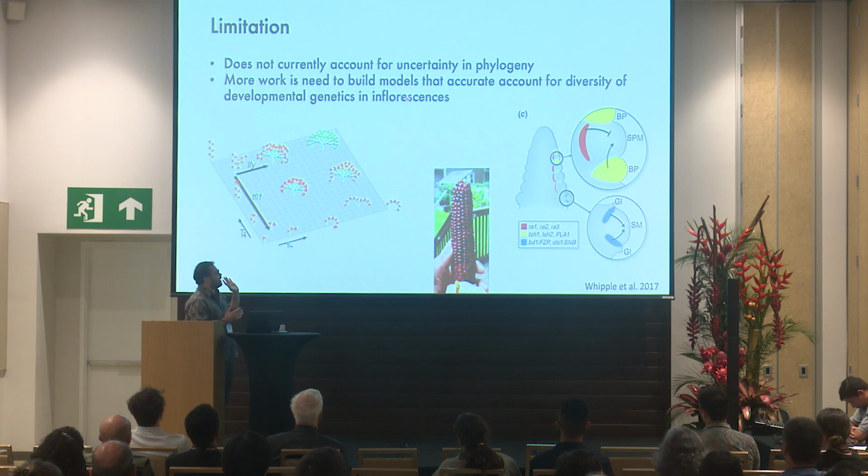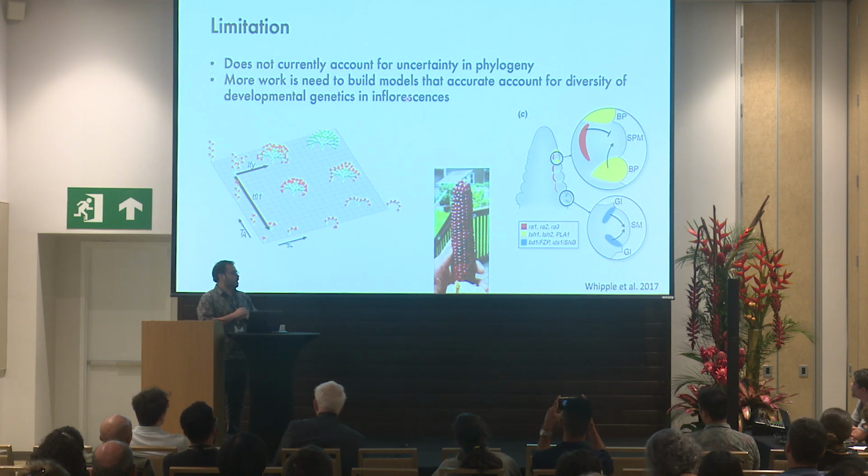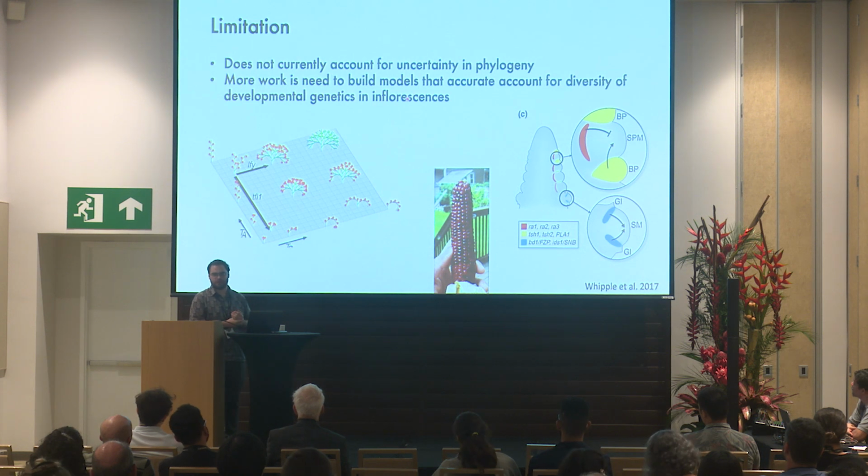So at the moment, we haven't accounted for the uncertainty in the phylogeny. As I mentioned before, the phylogenies are in large part consistent, but there are very important areas that have different topologies, and so accounting for that is necessary. Luckily, it is relatively straightforward. It's something that I'm working on now, and there's a statistical framework for doing so.